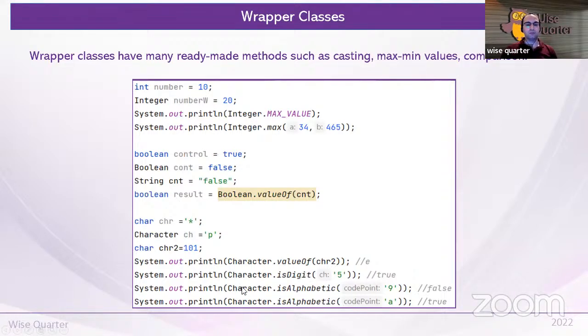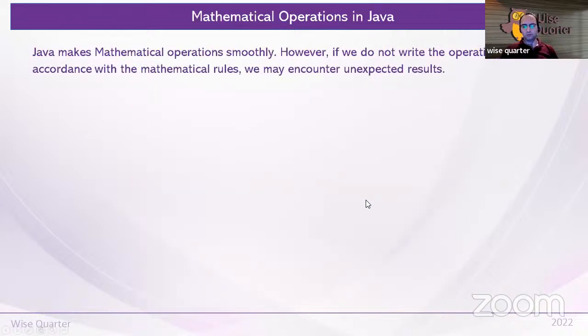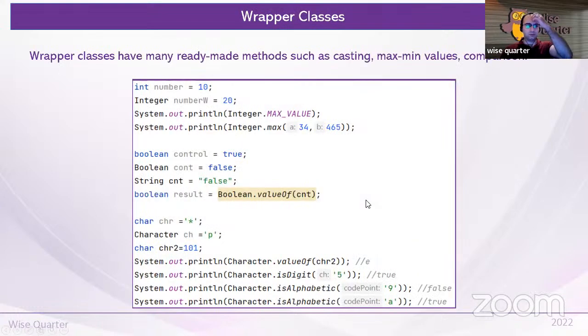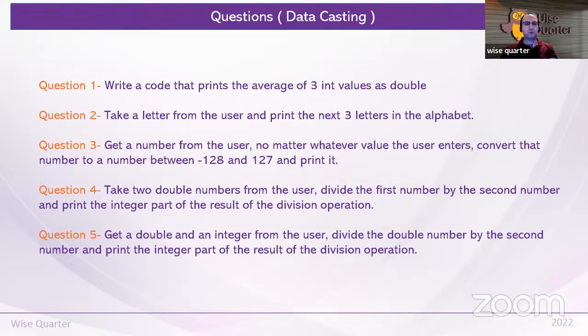Yes, we have used a few of those methods. You should be able to remember them. Oh, let's not touch this class. It's a long topic. We can solve a few questions from here. It says write a code that prints the average of 3 integer values as double. Let's try to solve this one.